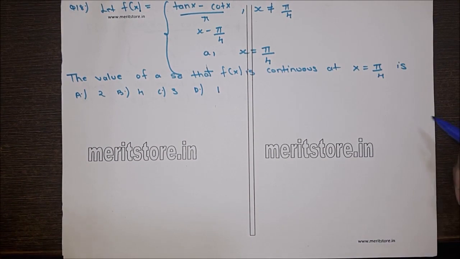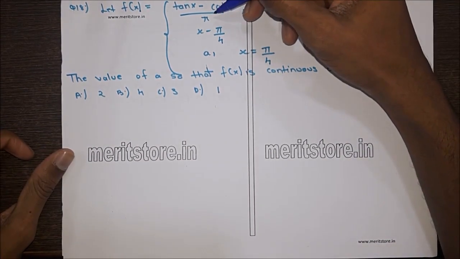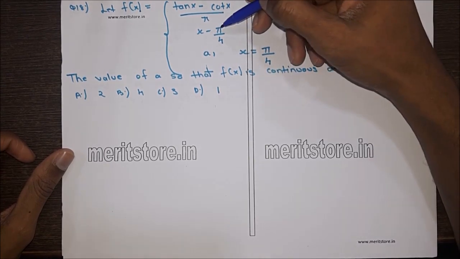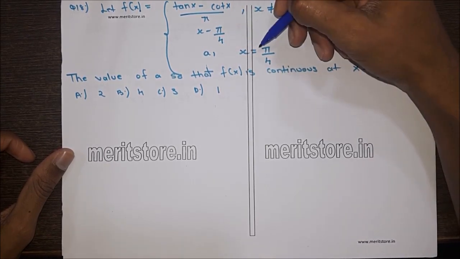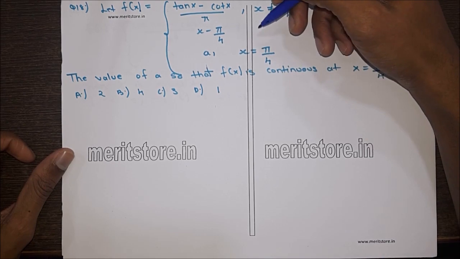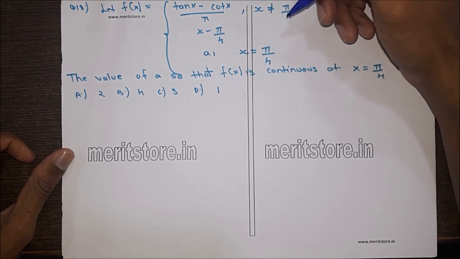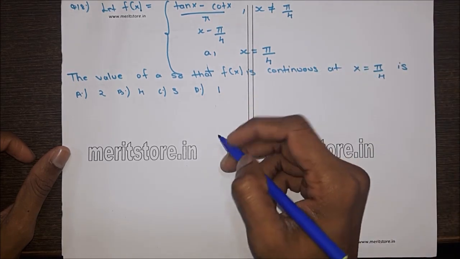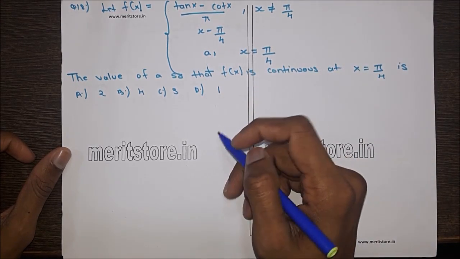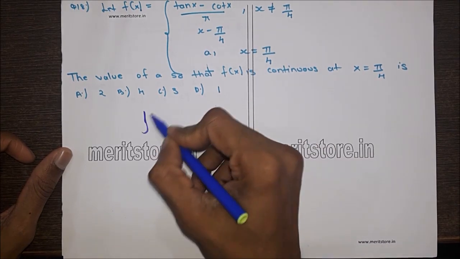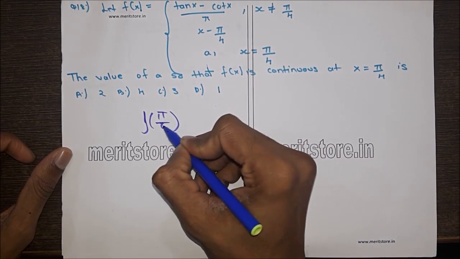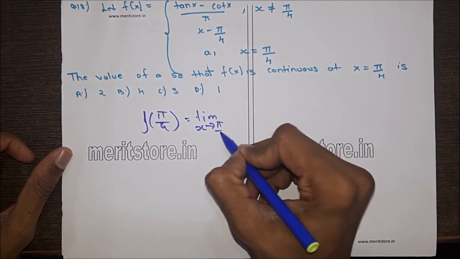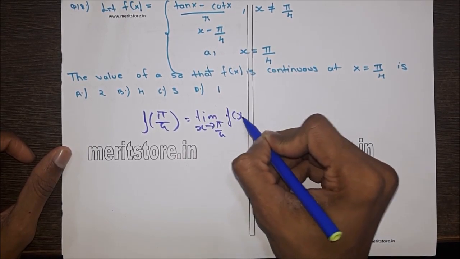Question 18. Let f of x is equal to (tan x minus cot x) upon (x minus pi by 4), where x is not equal to pi by 4, and a for x is equal to pi by 4. The value of a, so that the function is continuous at x is equal to pi by 4. Therefore, we see f of x is continuous at x is equal to pi by 4. So we take f of pi by 4 equal to limit x approaches to pi by 4 f of x.